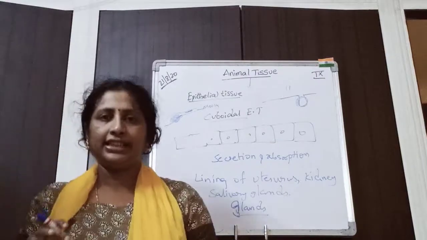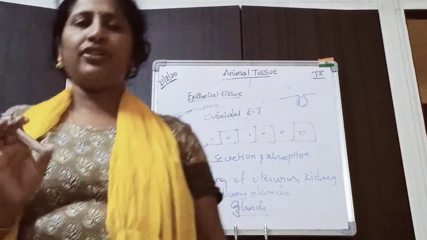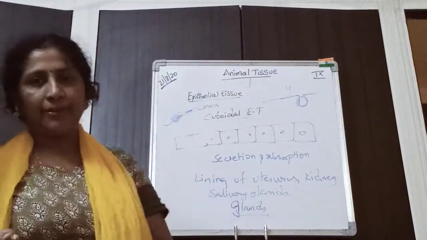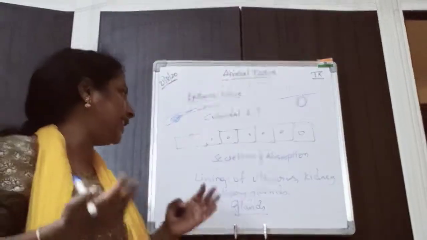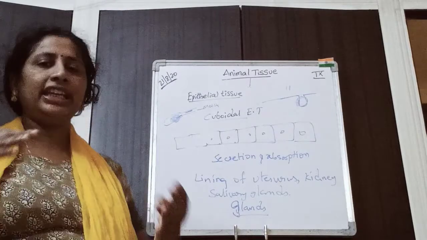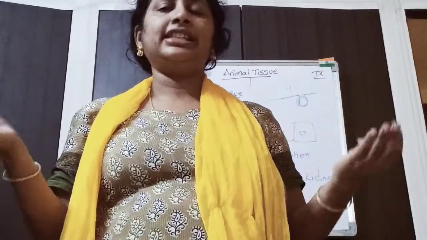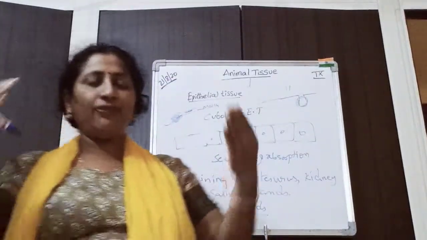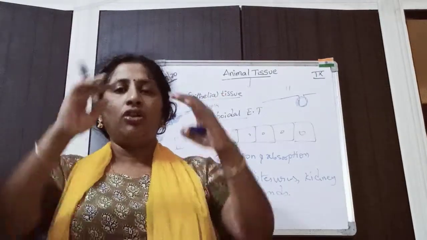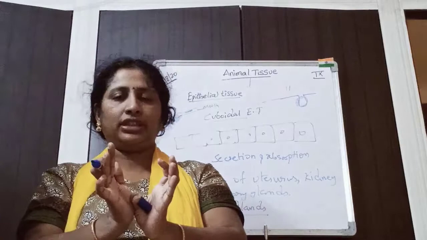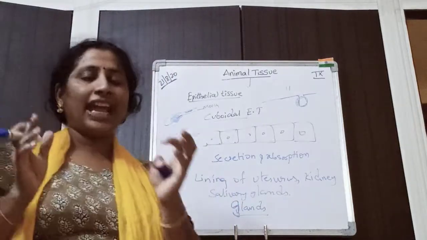Cuboidal epithelial cells are cube shaped. The main function is secretion and absorption. Where are they present? In the lining of the uterus, kidney, salivary glands. So these cuboidal epithelial cells, in some places, fold inside and form some glands, like a special organ. We call them glands.